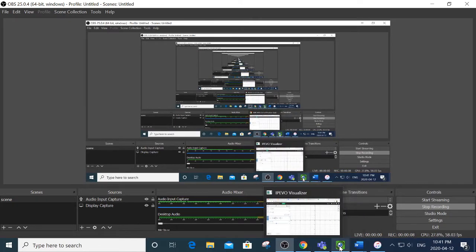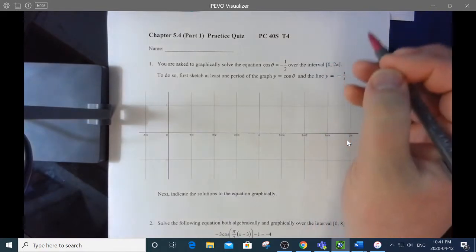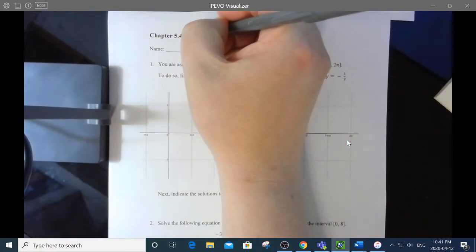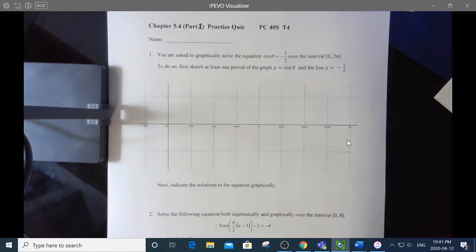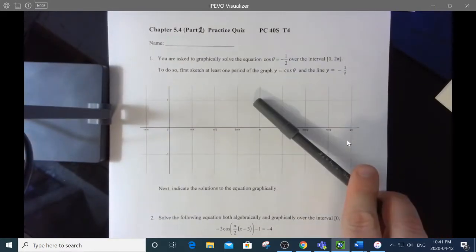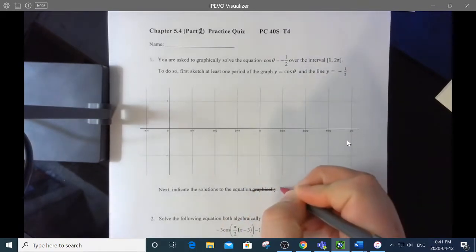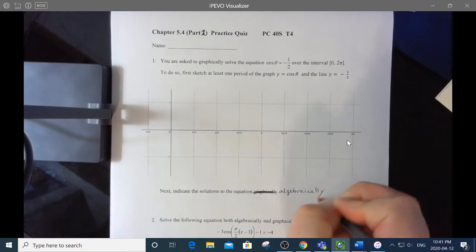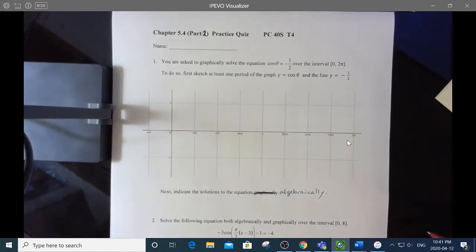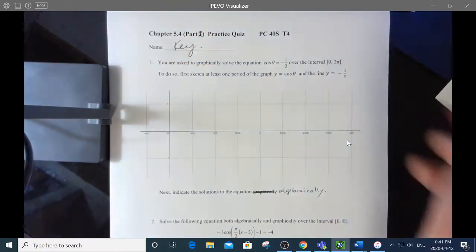This is me making an answer key for the 5.4 practice quiz. This should actually say part 2. There's a couple of typos here. This should say part 2. And this question says you're asked to solve graphically, and then next indicate the solution graphically. Well, that's supposed to say algebraically. Sorry, I don't know what I was thinking when I typed that. So anyway, this is the key.